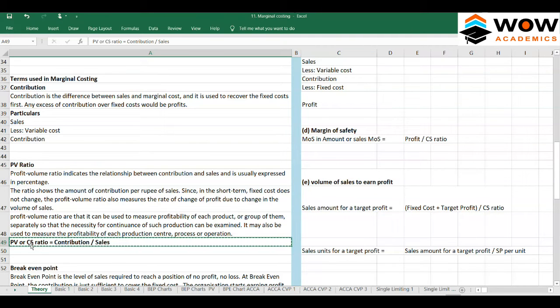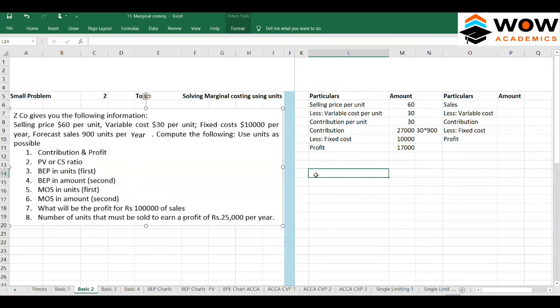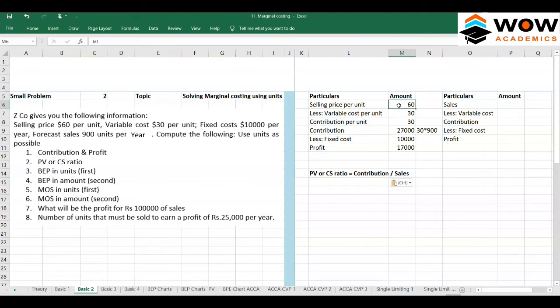Both are like same ratio only. So let's apply it to our concept. You can use either per unit wise, or you use total amount. You will get the same answer. You don't need to worry about that. So this is number 1. So let's find out the answer here.